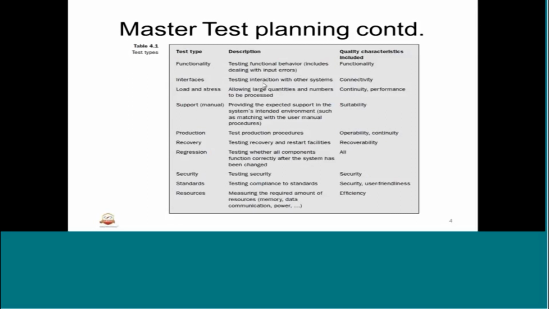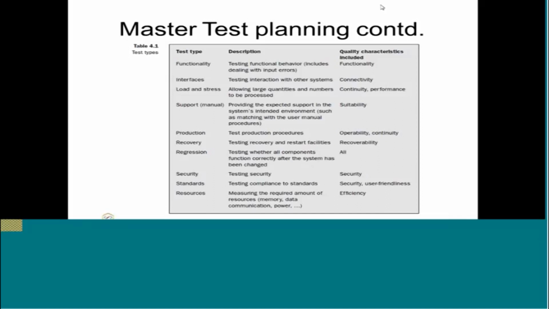And interfaces, as I said in earlier slides, basically it is an interaction between a couple of subsystems or an external system or a signal or discrete, whatever it is. So that is what it does. Testing interaction with other systems. Other systems could be a subsystem or any external entity. So this is coming under quality attribute called connectivity. Sometimes we can also mention it as communication. So maybe communication is more sensible compared to others.